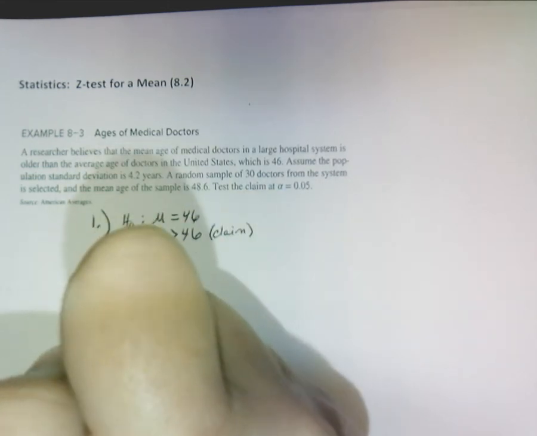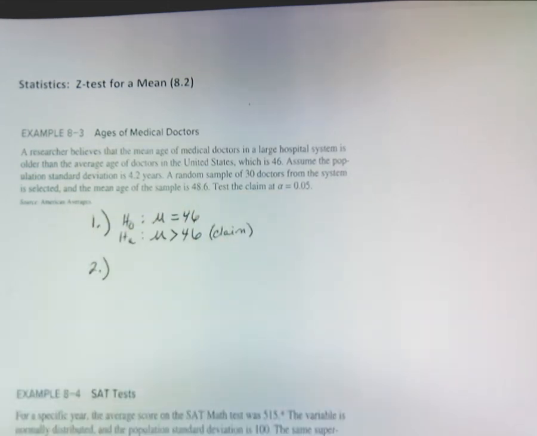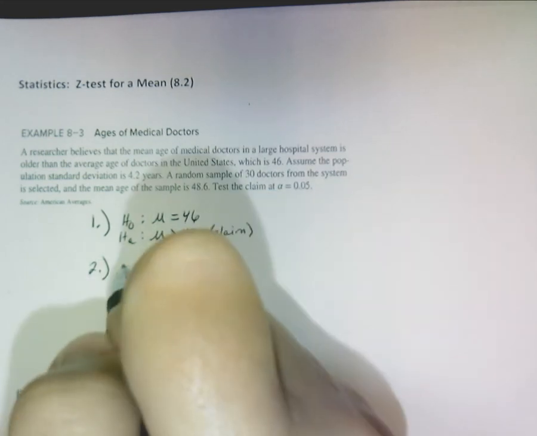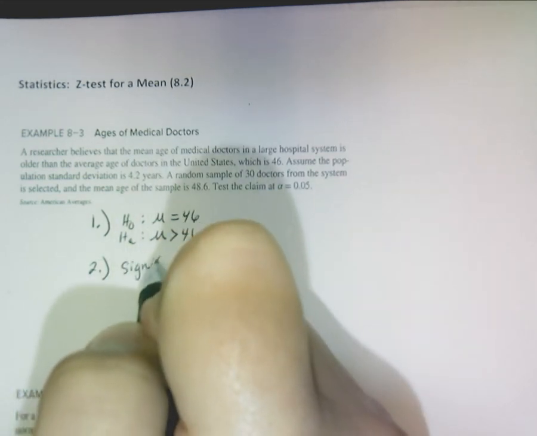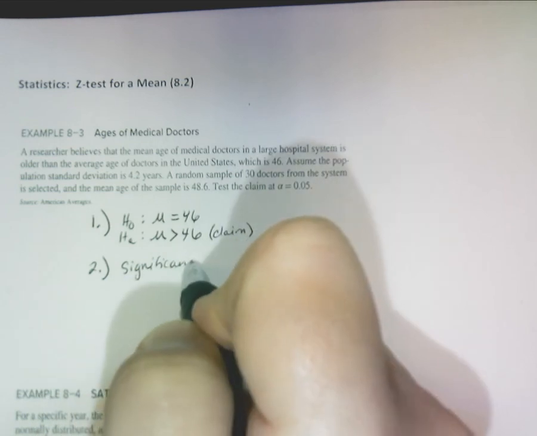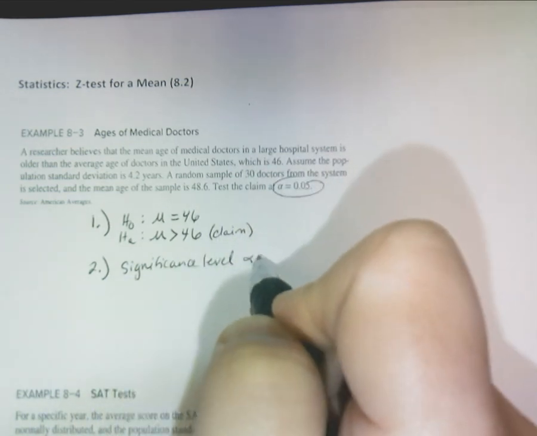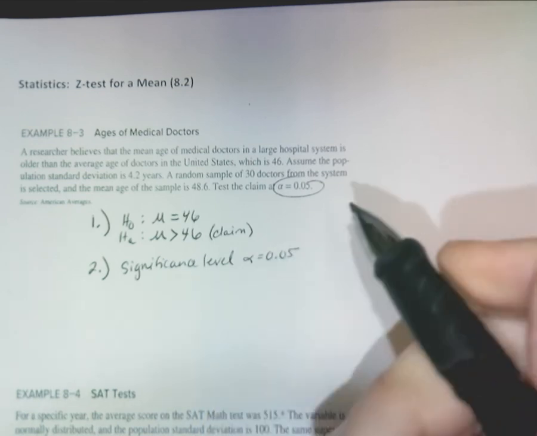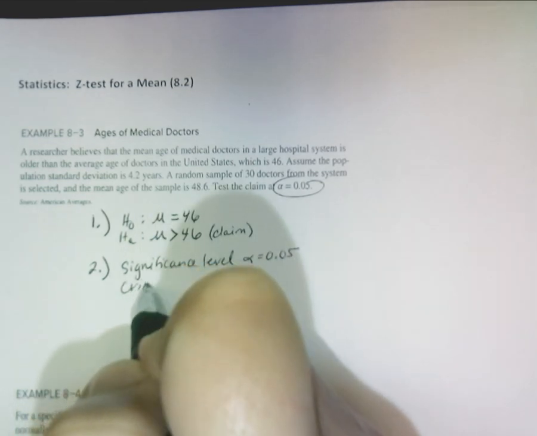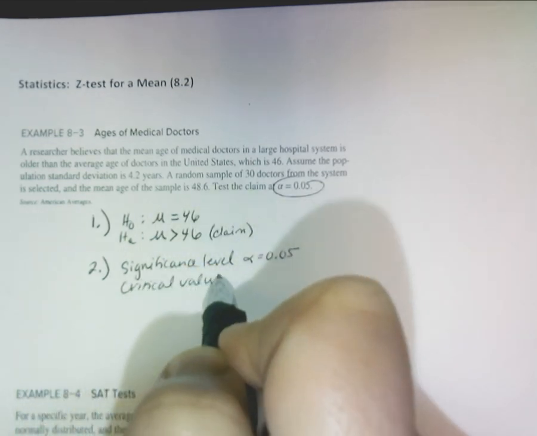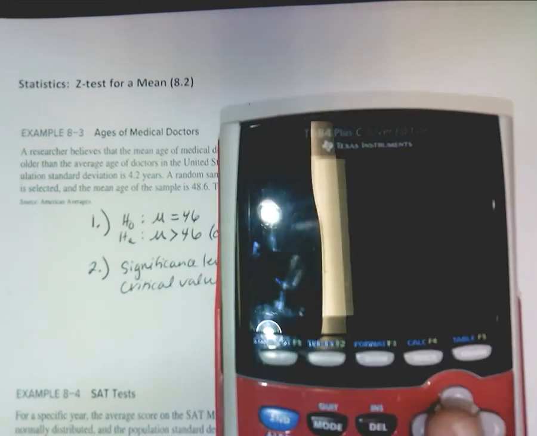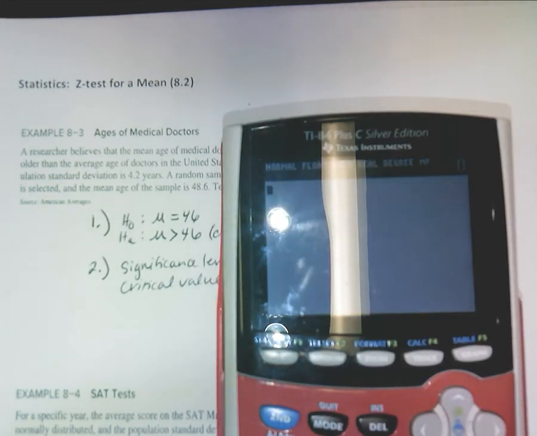Okay, step number 2, we find our critical value and state the significance. The significance level is this little guy right here, alpha equals 0.05. The critical value is where you go into your calculator and you do inverse norm.